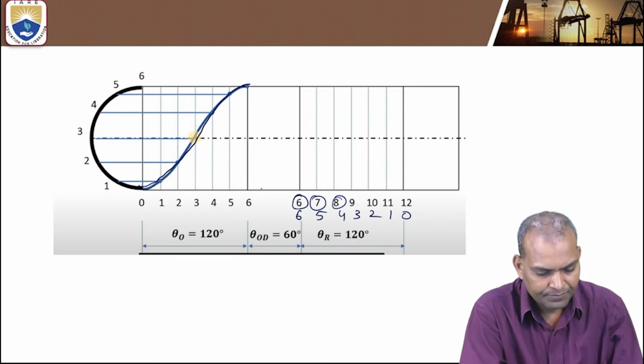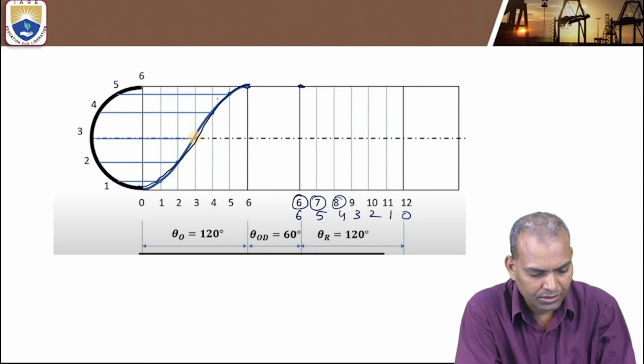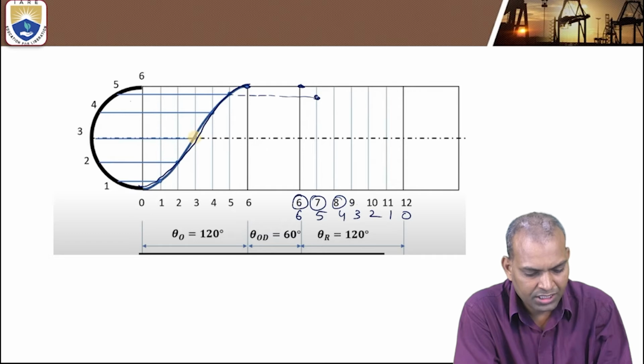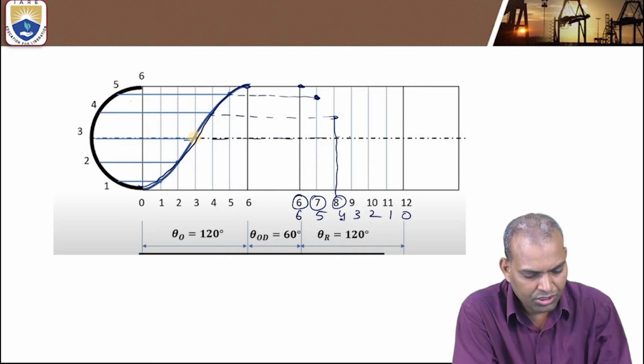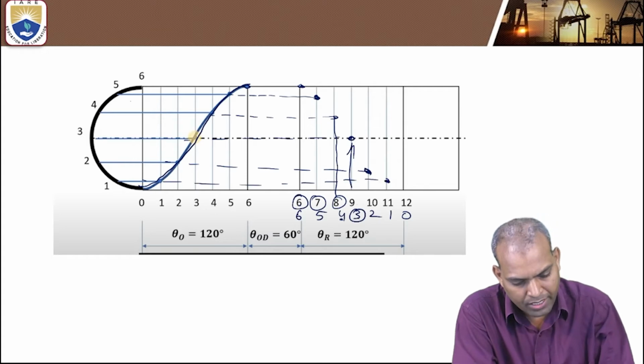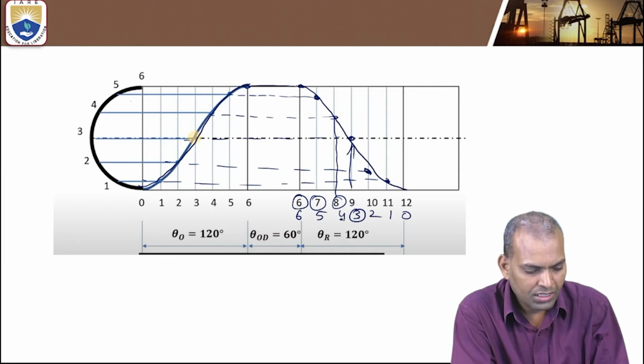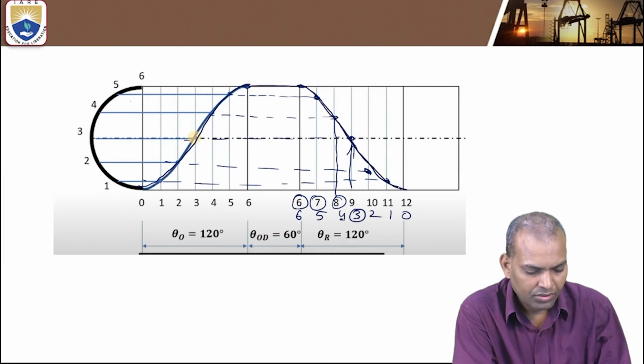Now when it is 6, this is the 6 position. You extend this line onto the 5 line. It is the 5 and 5, intersecting here. Now it is 4 and 4. Next it is 3 and 3. And it is 2 and 2. Where is the 2 here? This is the 2. And it is again coming back to 1. So join all these points.